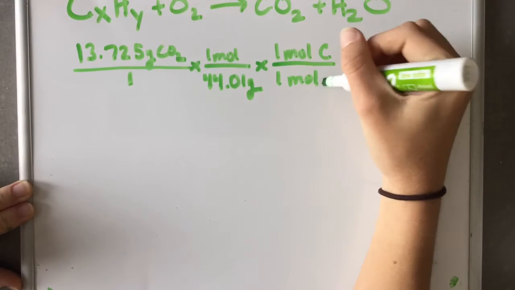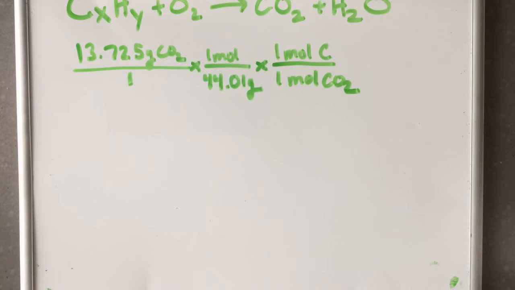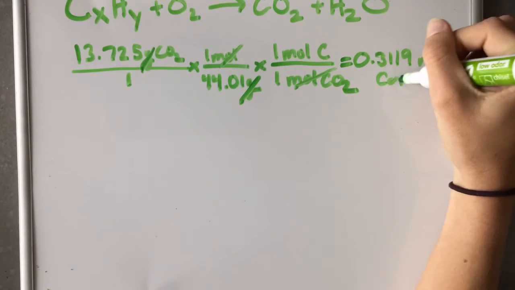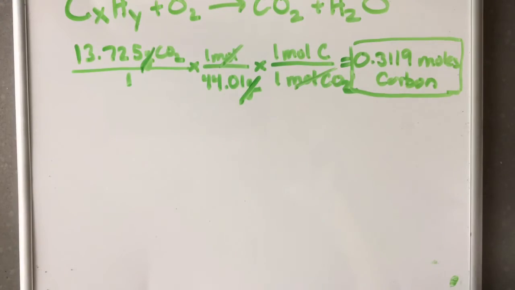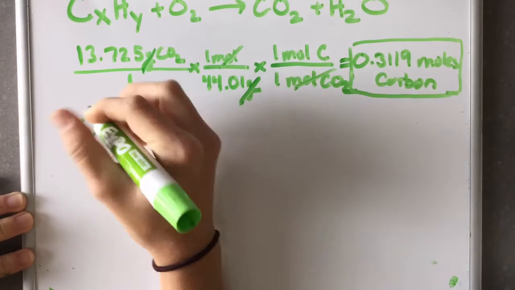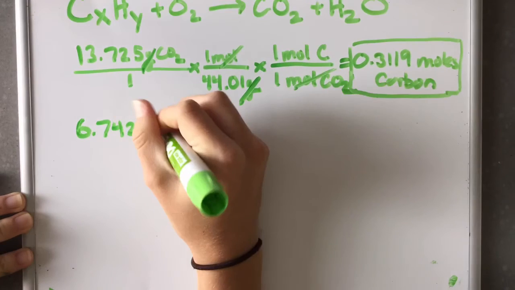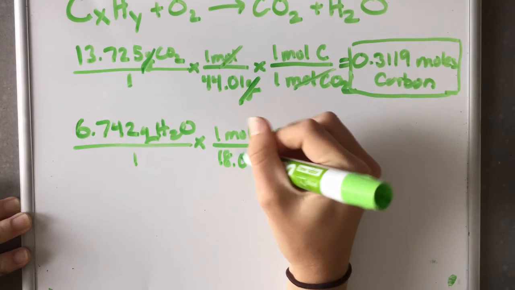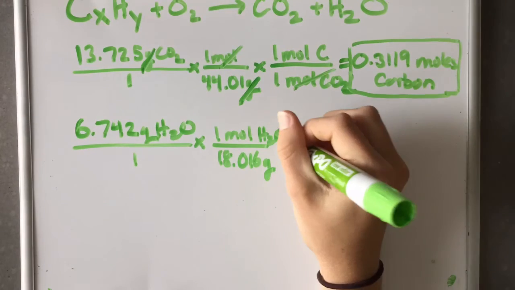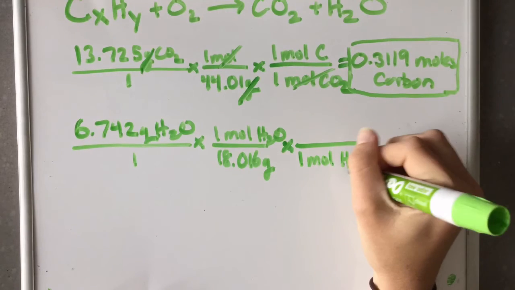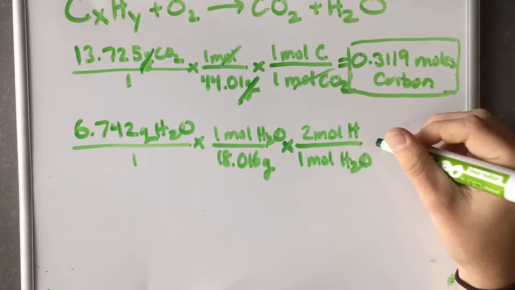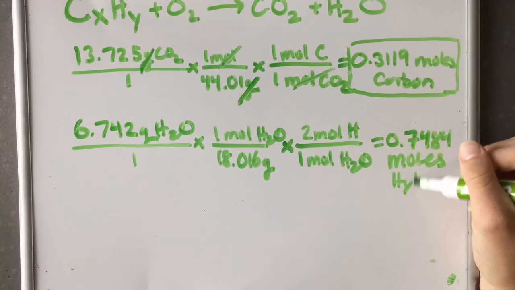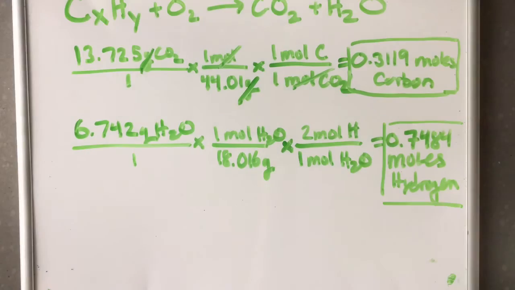Now, every molecule of CO2 contains one carbon atom, so we could say for each mole of CO2, there is 1 mole of carbon. Now the grams of CO2 cancel, and the moles of CO2 cancel, giving us the moles of carbon. Now by using 6.742 grams of H2O, we can find the moles of H2O using its molar mass. Now that we have the moles, we can say that the equation above shows that all the atoms of hydrogen in the compound are only in the H2O. So therefore, every mole of H2O produced is equal to 2 moles of hydrogen. Now just by canceling the grams of H2O and the moles of H2O, we're given the moles of hydrogen.